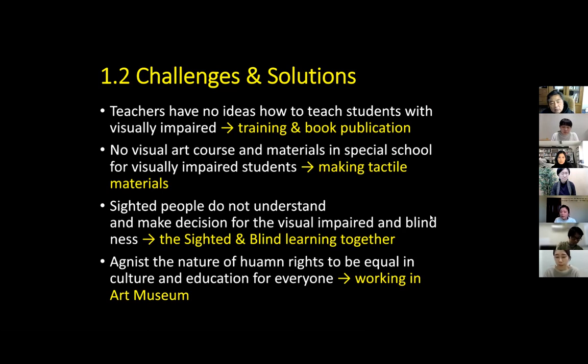And the next one, sighted people don't understand the visually impaired or blind, and always make decisions for visually impaired and blind people. So I try to create a course for sighted and blind people learning together. And next, I want to say again, it is a basic human right to be equal in culture and education for everyone. So that's why I left the school and want to work in the museum, because I can offer more service to people without any age limitation or gender limitation.